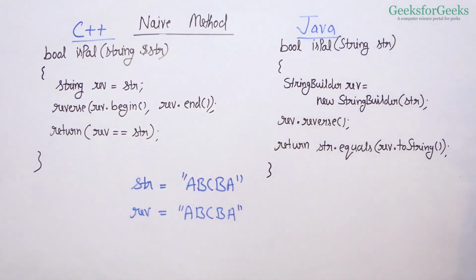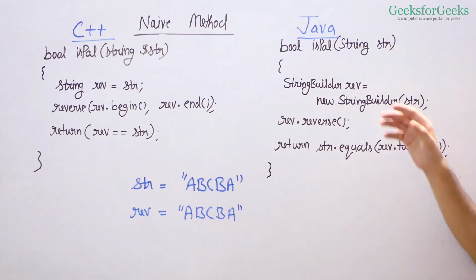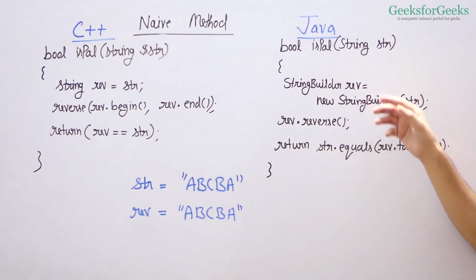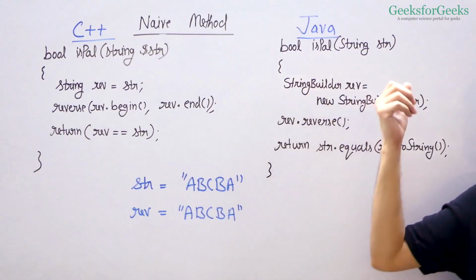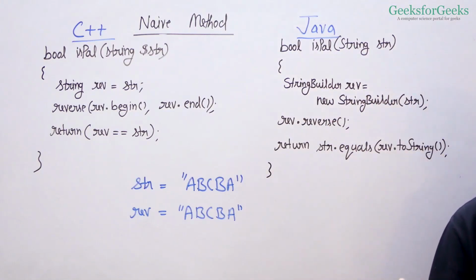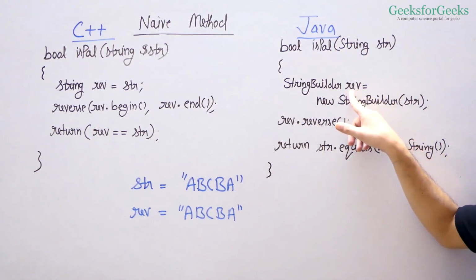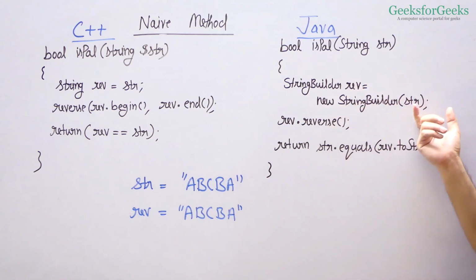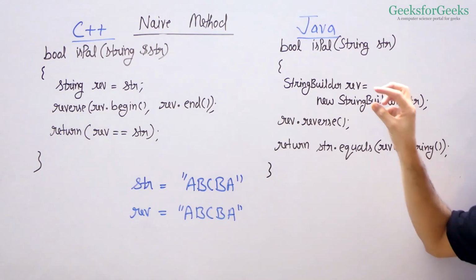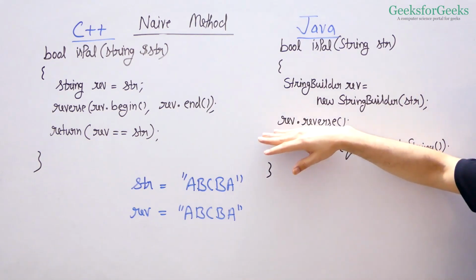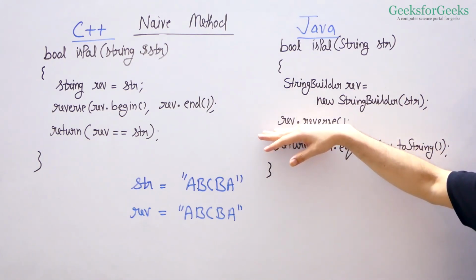Let's now see the Java implementation. In Java implementation, string is immutable. So what I've done here is I have created a string builder object, which is mutable, right? So we create a string builder, we call it rev, and we create the string builder using the given string. So it has the same content as the given string. Now the string builder is mutable and has a function called reverse.